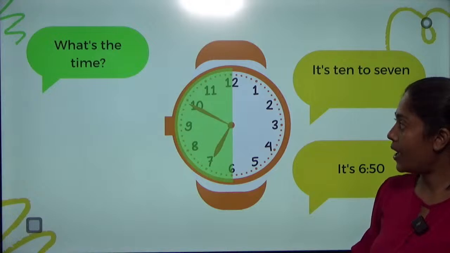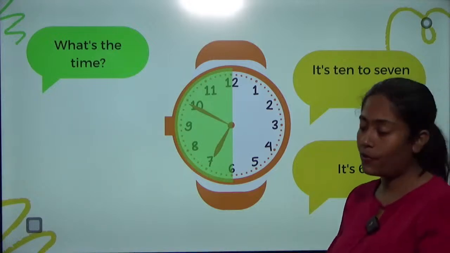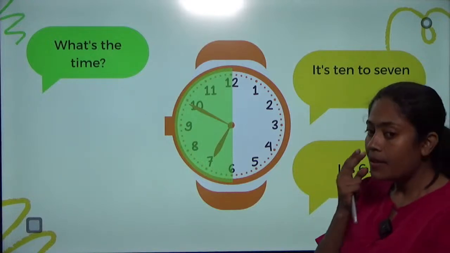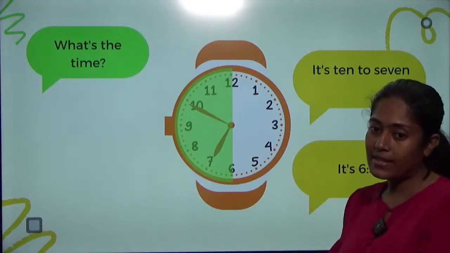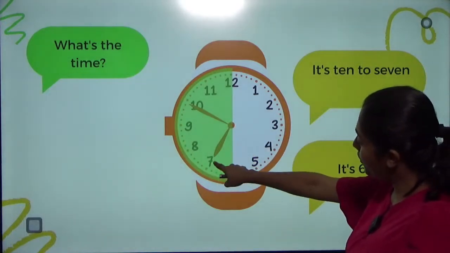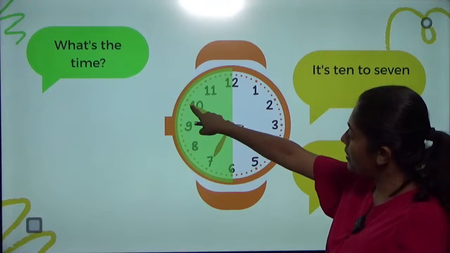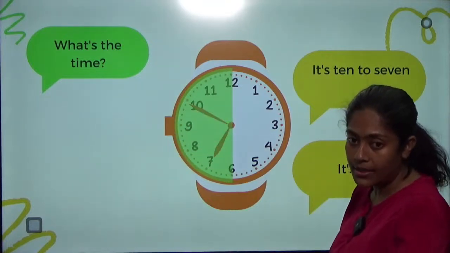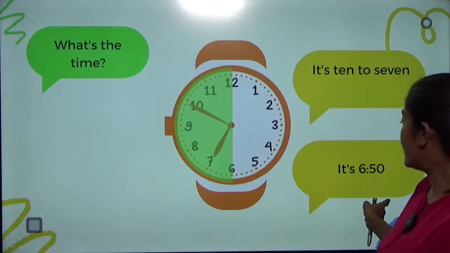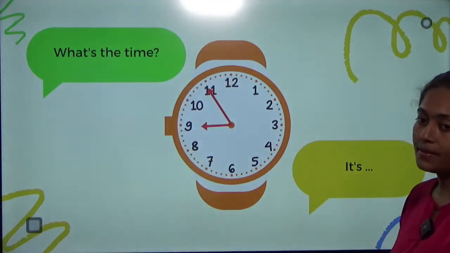The things what I have explained before, now we are using them. Right, 6:50, or we can say it's 10 to 7. That means now our hour hand pointed to 7 and the minute hand pointed to 10. So we can say it's 10 to 7 or it's 6:50. This one.